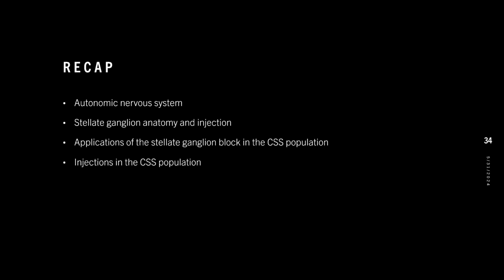So just a quick recap, we talked about the autonomic nervous system, a bit about anatomy and function, and why the stellate ganglion block as a sympathetic nervous system injection is easy because it's right alongside the spine, as opposed to, for instance, parasympathetic blocks, where the nerves are just super long and there are not necessarily good targets. We covered some applications of the stellate ganglion block in the CSS population, and then a bit about my thoughts around injecting the central sensitivity population.